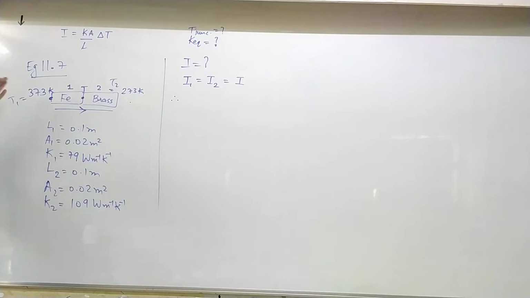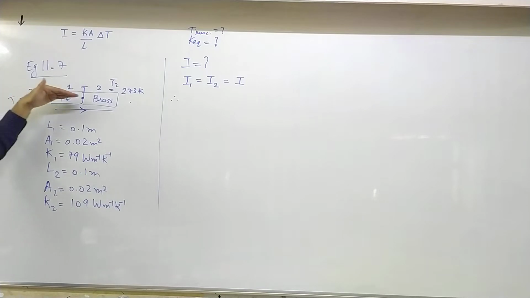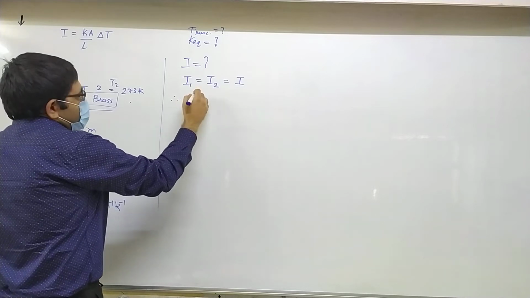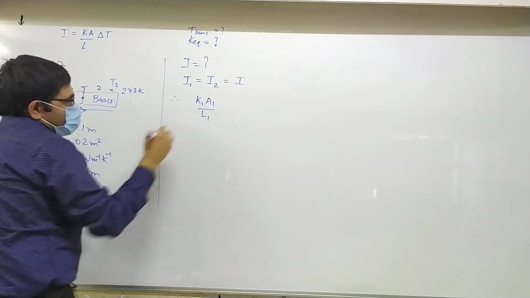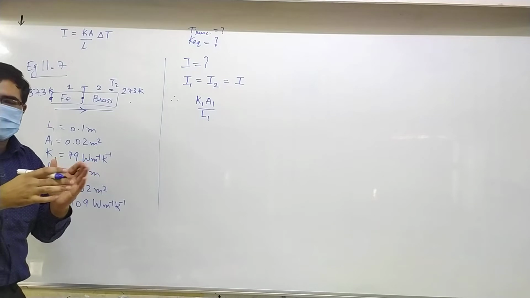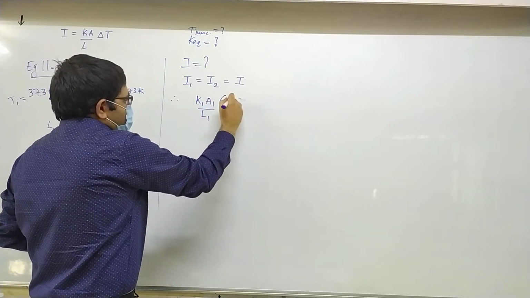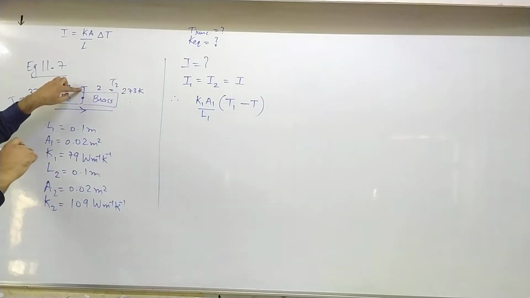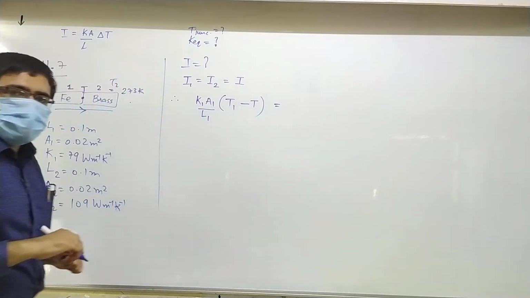Now clearly the left side is at higher temperature, the right side is at lower temperature. So as you go from left to right, the temperature is going to decrease. That's why we are going to have I1 equals K1 A1 by L1 into delta T. Now again, delta T stands for the higher temperature minus the lower temperature. So we are going to write 373 or T1 as the higher temperature and T, which is unknown, as the lower temperature. Now similarly, we are going to write down what is I2.